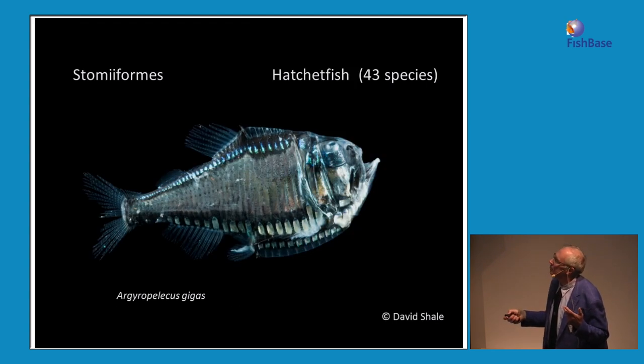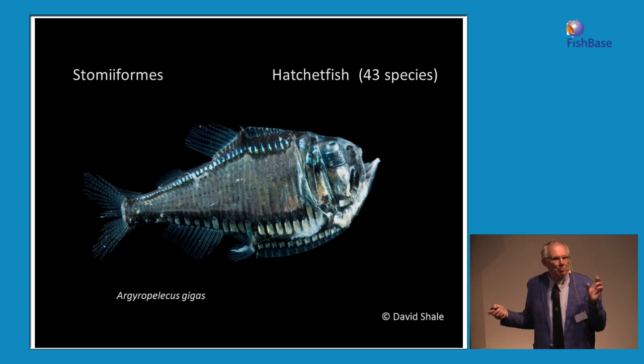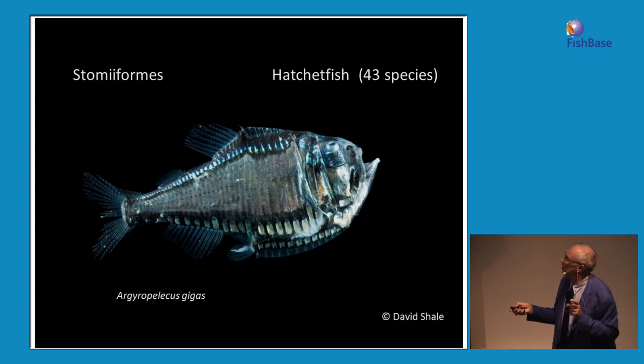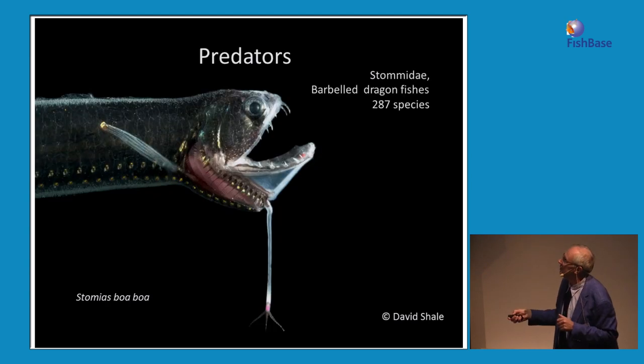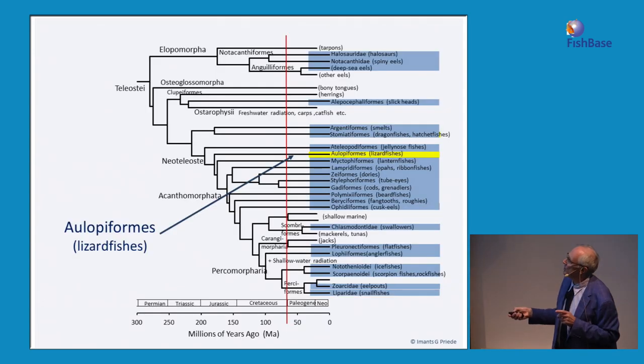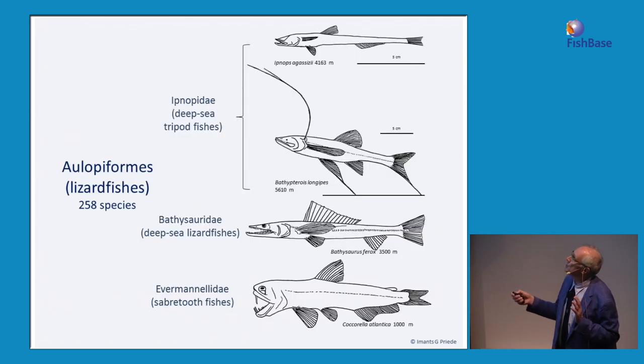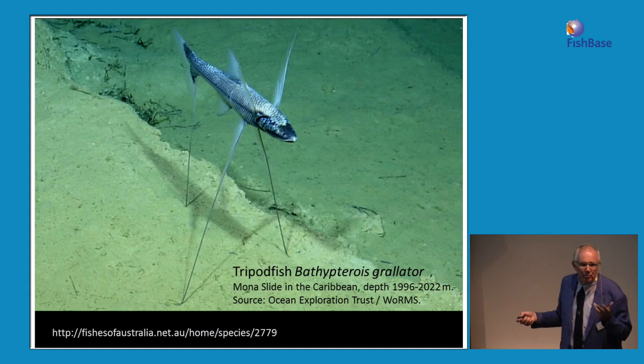Anybody of you who've been out, then we get that remarkable hatchet fish with a mirror-like finish. I remember as a student seeing these for the first time, and they look like they're chrome-plated. It's just so bright. And with light organs, all of these fish have light organs underneath. Then we have the dragonfish, which specialize in eating those. Now we go to lizard fishes. Again, a variety of forms. There's Ipnops, and including this remarkable tripod fish.